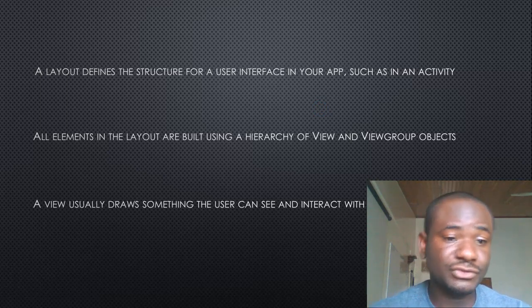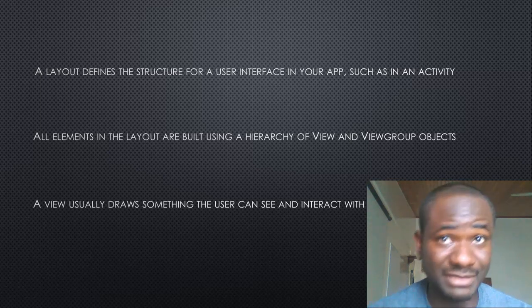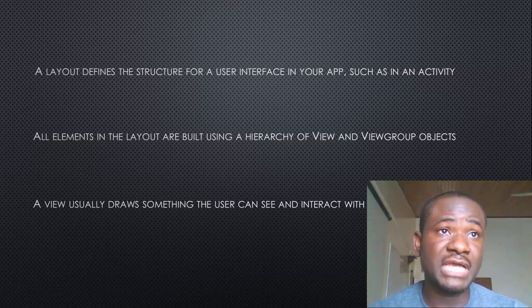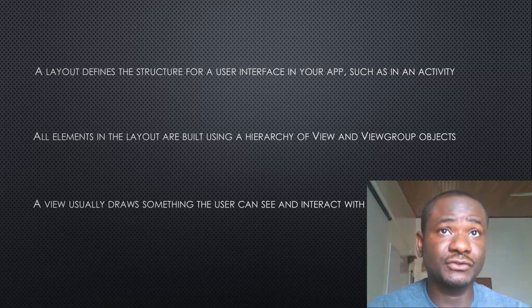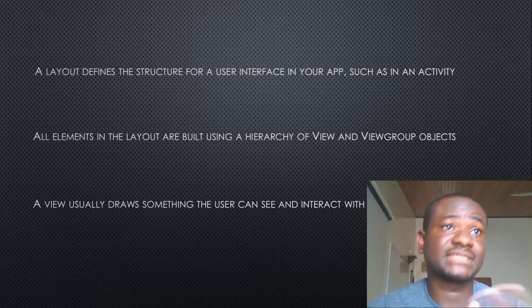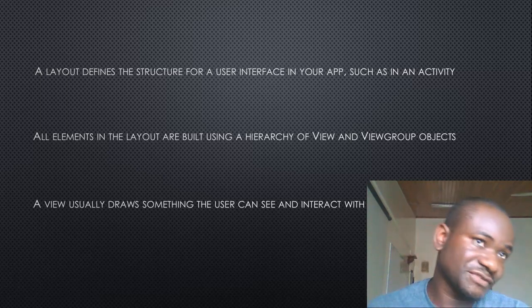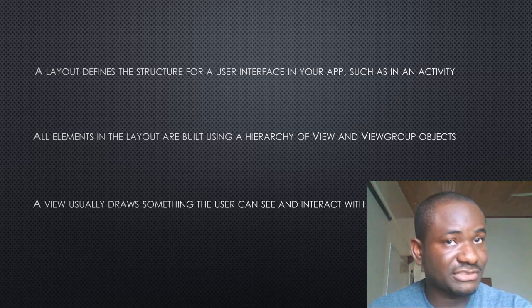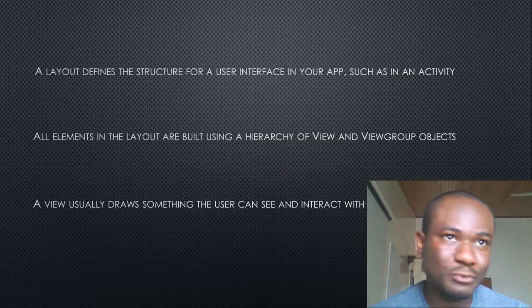A view usually draws something that the user can see or interact with. An example of a view is a button. Another view could be an image view. Another view could be a text view. Now, a text view, as its name implies, takes text. An image view, as the name implies, takes images. Now, we also have view group objects. A view group object is basically a group of views, all put together.